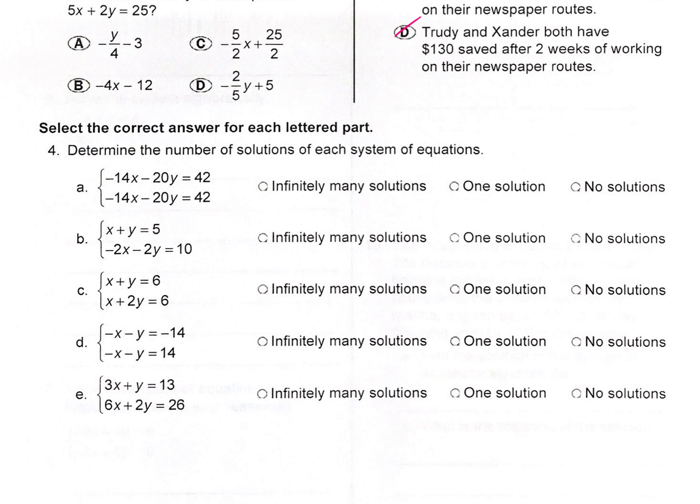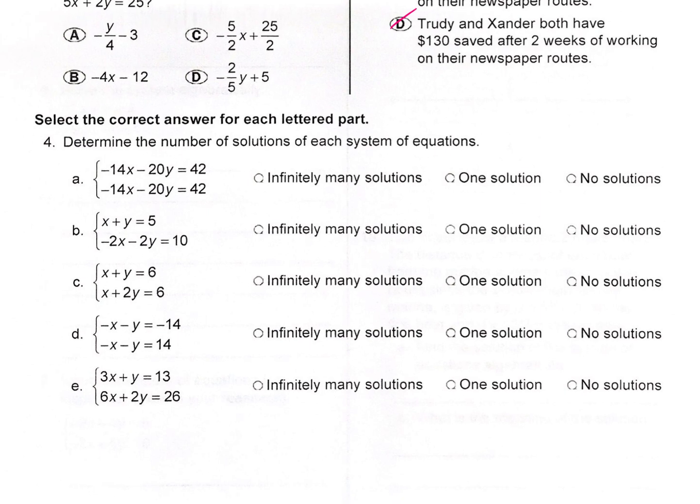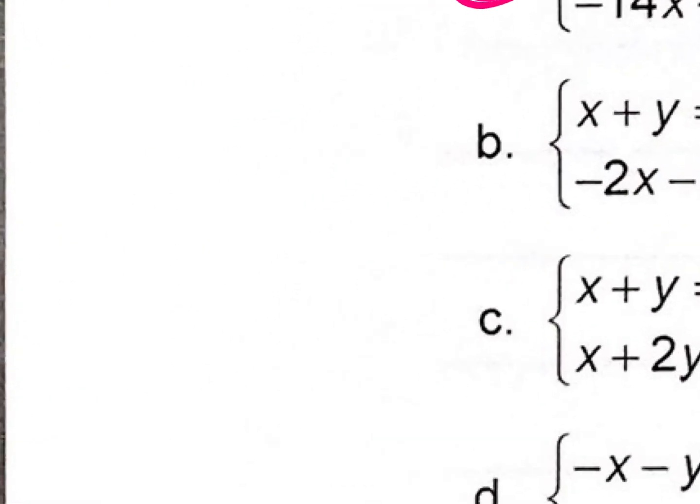Number 4, determine the number of solutions of each system of equations. Well, notice that choice A, they are the exact same equation. So there are infinitely many solutions because they are the same equations. Looking at choice B, we're going to zoom over here and work it out.